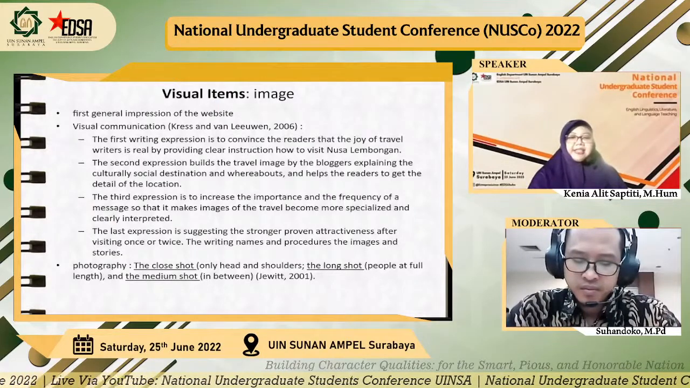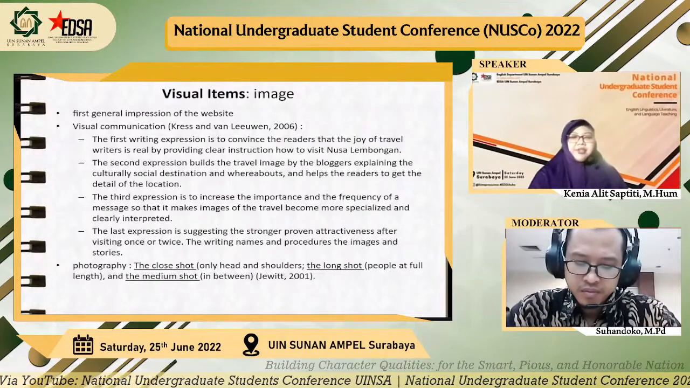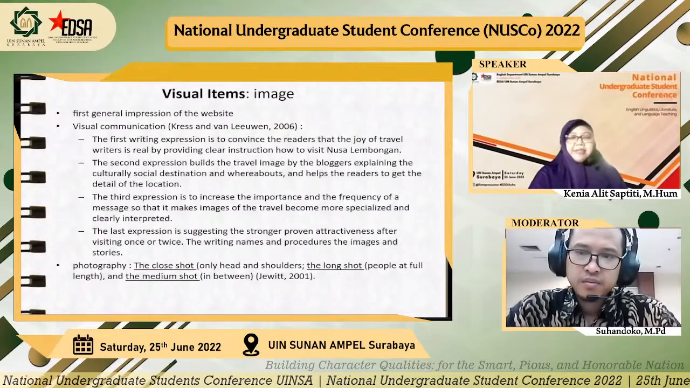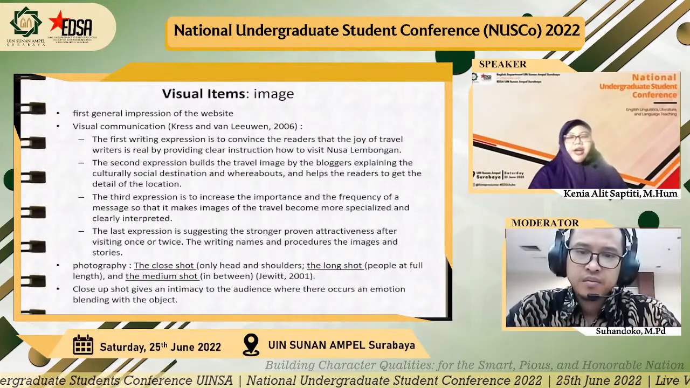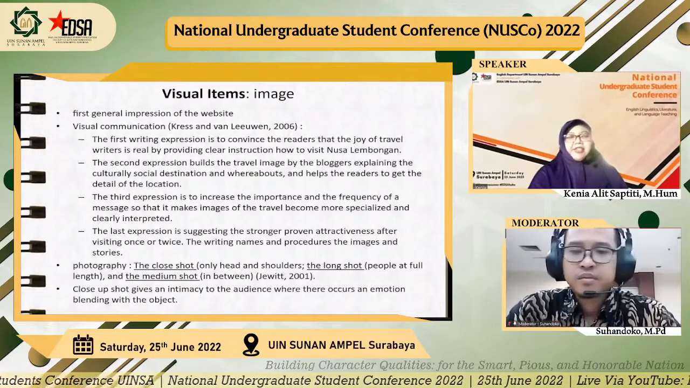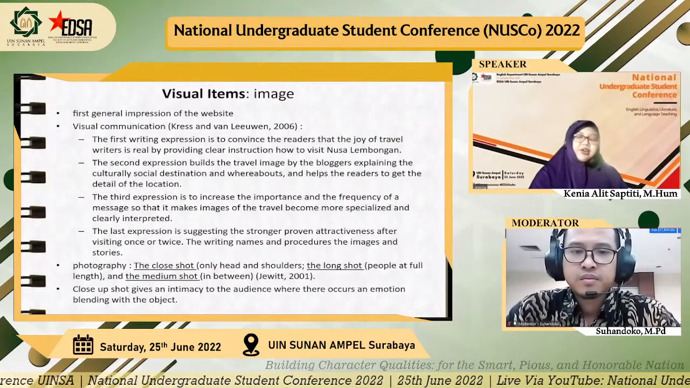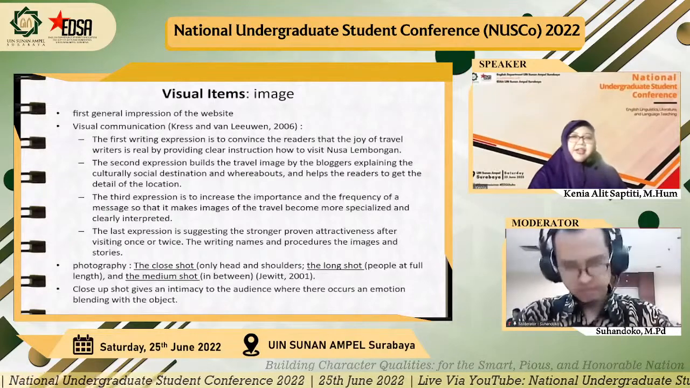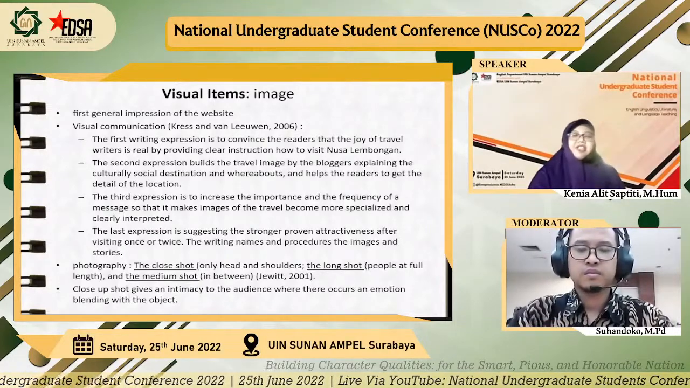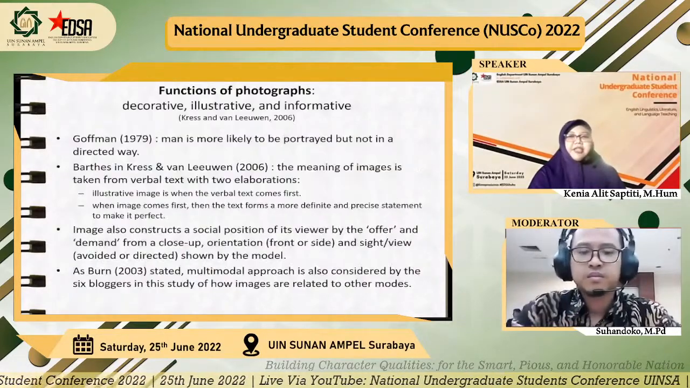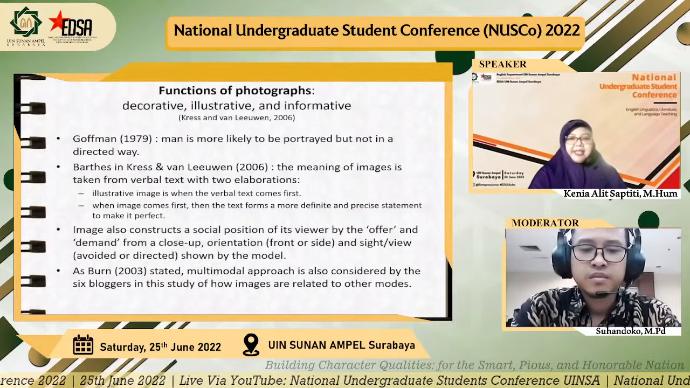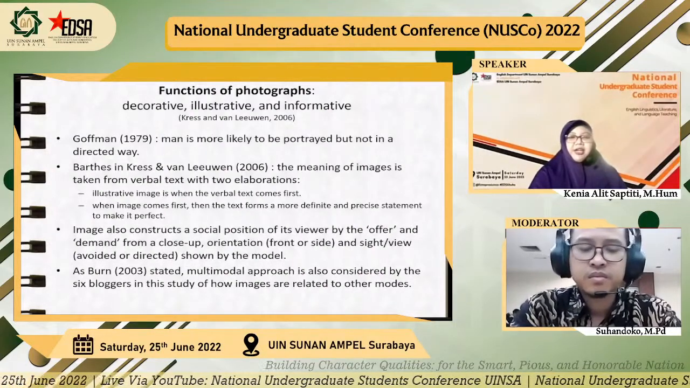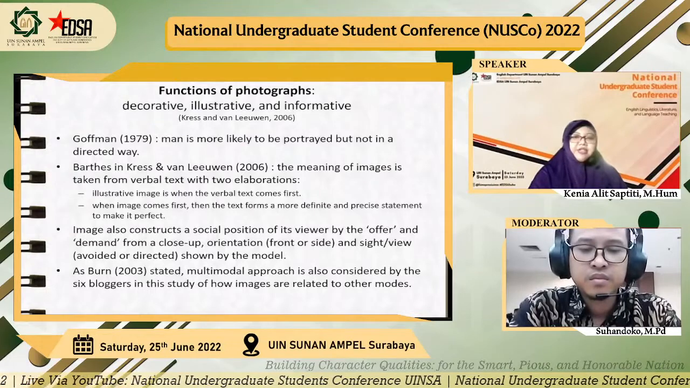So we see how the close-up shot gives an intimacy to the audience, and also the emotion. And in the differences between female and male travel bloggers, we can find the functions of decorative, illustrative, and informative in this. Okay, let me show you. Let's see. This is the illustrative one.